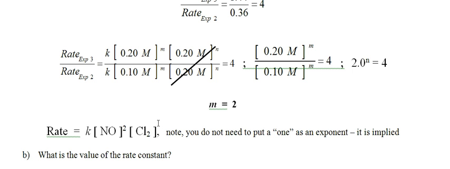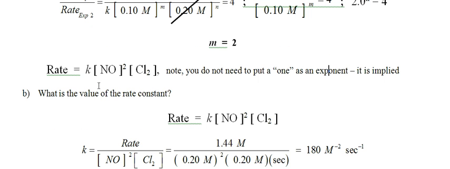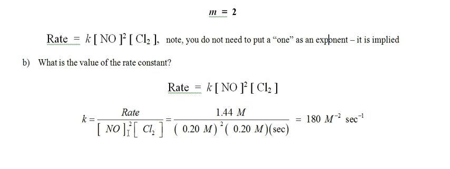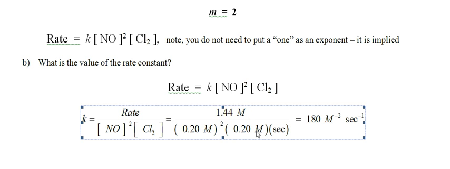The chlorine is a first order reactant, and I put a little note here. Notice that the exponent 1 is not shown, however, it is implied. So once I have my rate law, now I can determine my constant, and in this case it equals 180, and my units in this case, these 2 molarities here will cancel out. I'm left with molarity squared second. So it's 1 over molarity squared second.